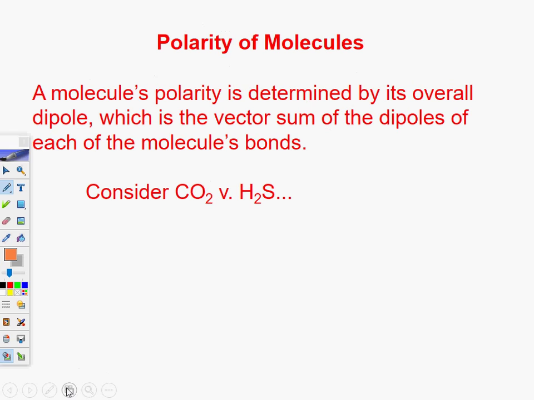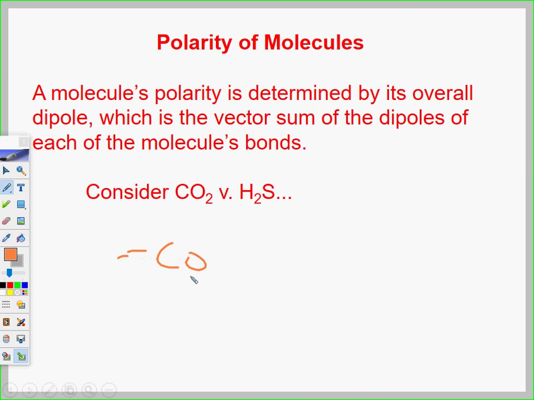A molecule's polarity is determined by its overall dipole, which is a vector sum of the dipoles of each bond. Who took physics? Who is taking physics? So this is easy. Vectors. Let's talk about some vectors. If I was to draw CO2, hopefully by now I know that carbon dioxide is this. Now, who can tell me which way the arrows will go? I'm going to have this going this way and this going this way. Who is going to win in a tug of war between oxygen and oxygen? No one.